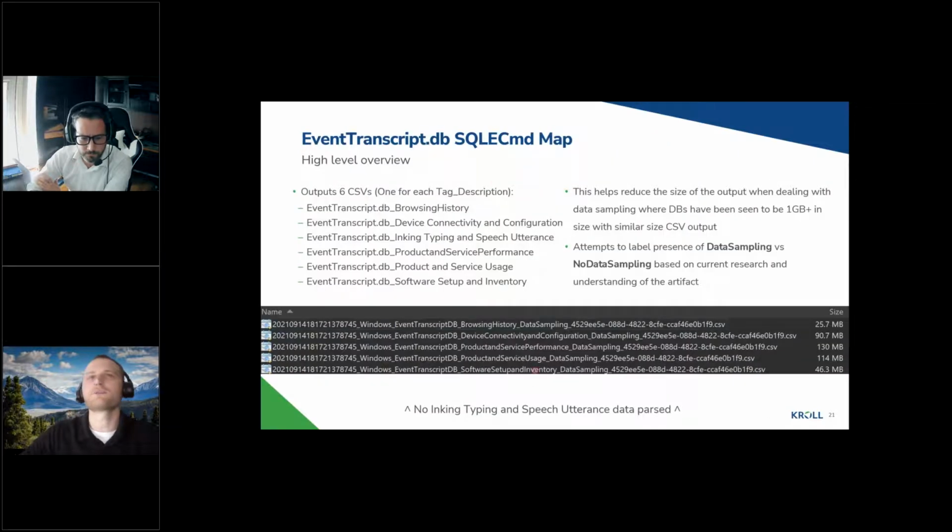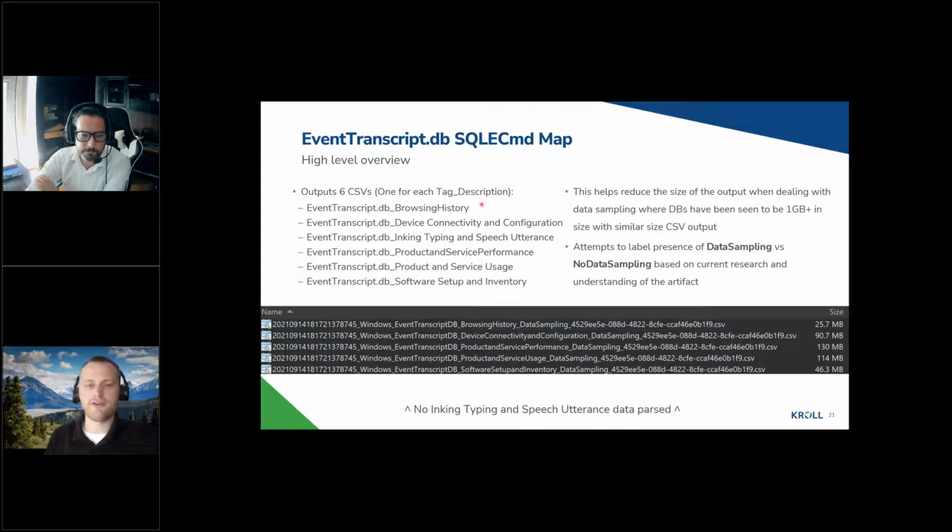So for the map in particular for EventTranscript.db, it's going to output 6 different CSVs. And so on my system, my EventTranscript.db was a gigabyte in size. It's massive. So if I wasn't breaking it up, I'm going to have a gig CSV to look at. And while Timeline Explorer can handle that very easily, it's just better to split up the data for obvious reasons. So I decided to do that by tag description.